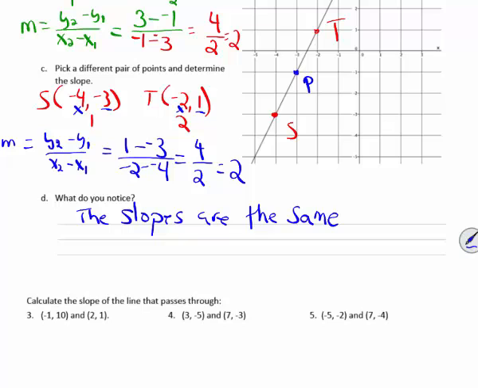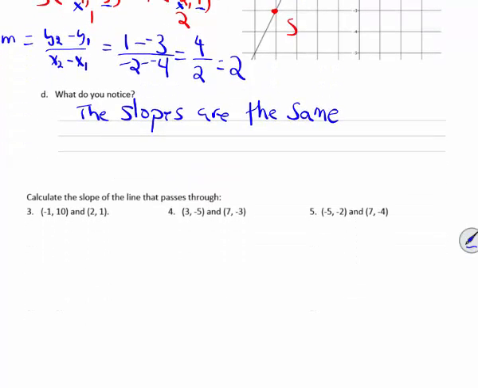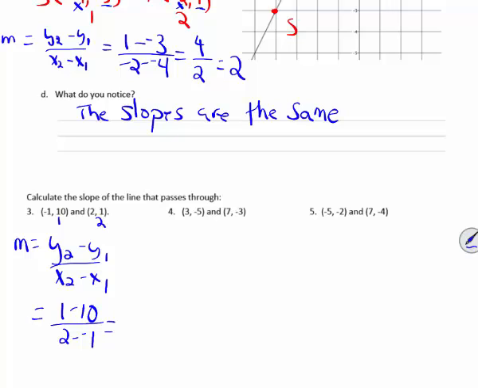Okay, let's go through. We're just going to now do our work with our formula. Right, so I'm going to write it again. M equals y2 minus y1, x2 minus x1, first point, second point. I need my y value, so I'm going to do 1 minus 10. Underneath, I need 2 minus negative 1. 1 minus 10 is negative 9. 2 minus negative 1 is 3. That would reduce to negative 3 over 1.